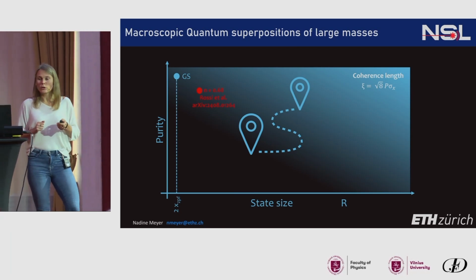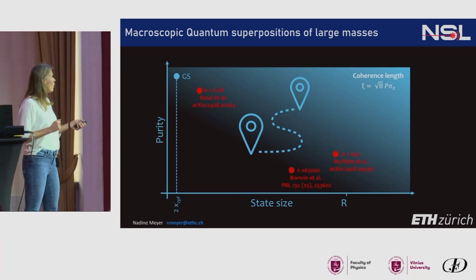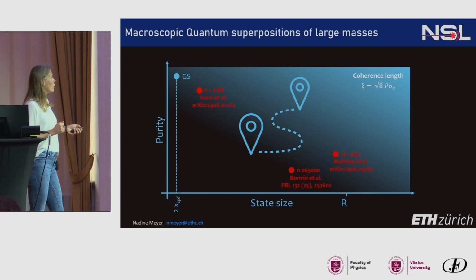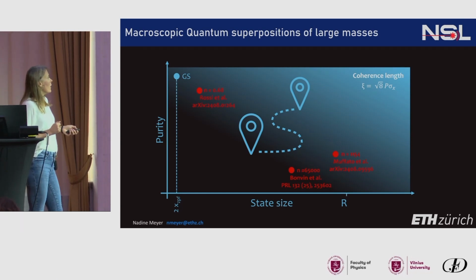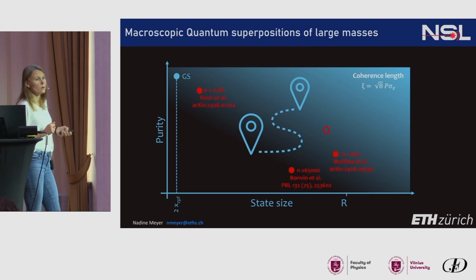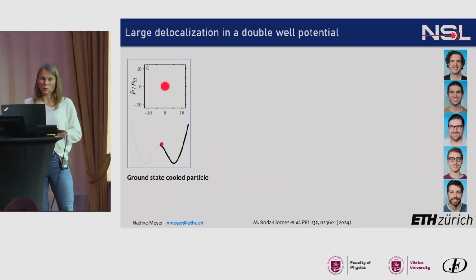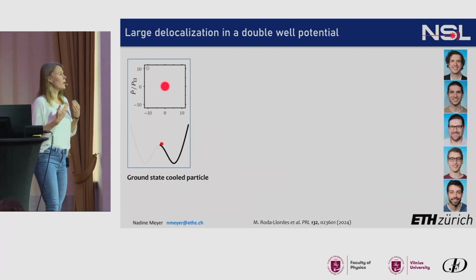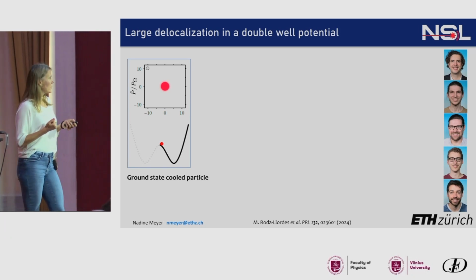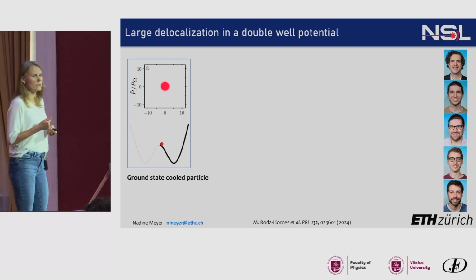You can also approach it from the other side by starting off already with a low purity state, but that's much larger, and then expand it even further. And we would like to push it further up this corner where we would like to be for a high coherence length. So the protocol that we would like to use has been discussed already by Piotr on Wednesday.